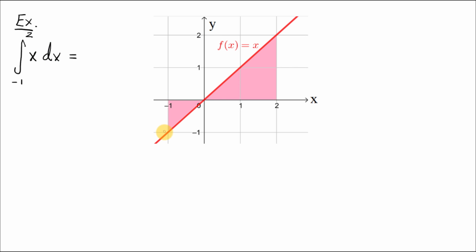But this is just the area of a triangle here, and this is height 1 and base 1. So the area is given by 1 times 1 divided by 2. But it is below the x-axis, so we need a minus sign. And for this part also the same, there's a triangle with a height of 2 and base 2, so it's given by this one, but with the plus since we are above the x-axis. So the integral is just 3/2.